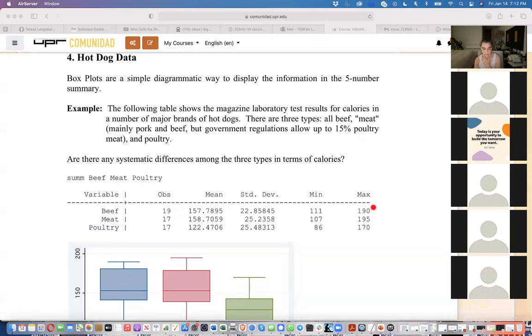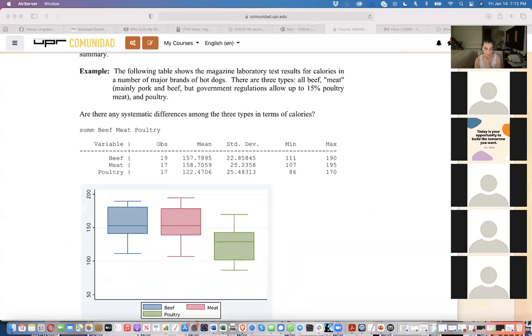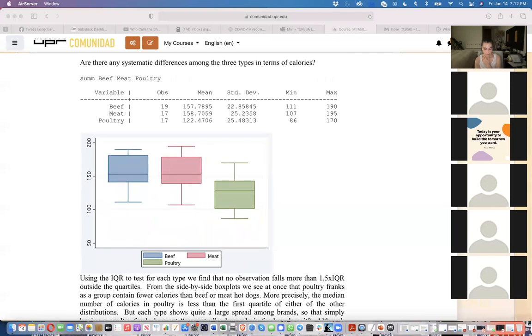Here are some statistics for the beef, the meat, and the poultry hot dogs. Without going into the statistics too much, what do you see, if this is the legend here? By putting them side by side, how can you comment? Without knowing anything about the statistics or the numbers, how do you comment on the graph?